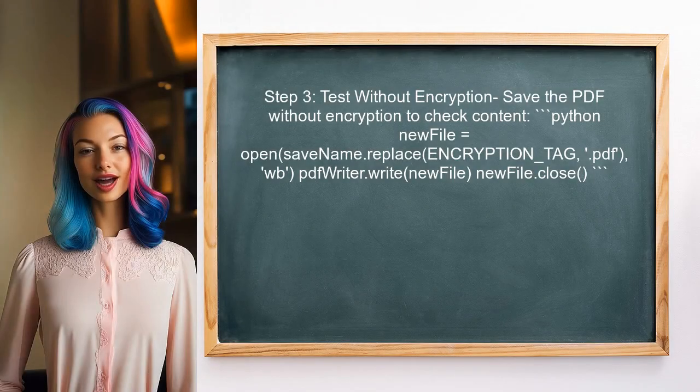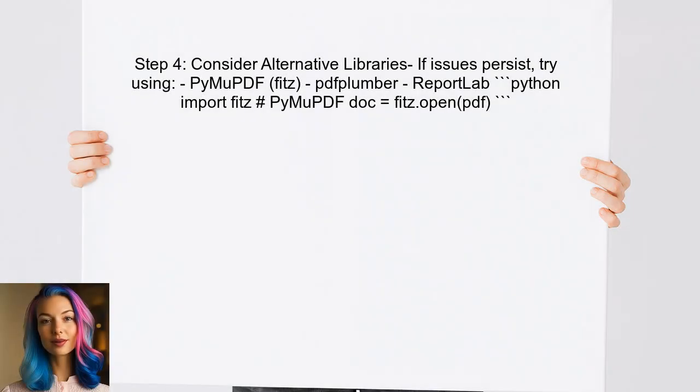After ensuring that pages are being added correctly, the user should also confirm that the encryption process is not causing the pages to become blank. This can be done by testing the PDF without encryption first. Finally, if the PDF still shows blank pages, the user should consider using a different library or method for reading and writing PDFs, as PyPDF2 may have limitations with certain PDF formats.